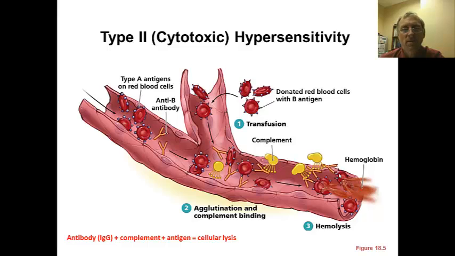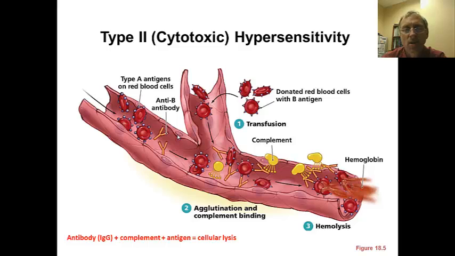This type 2 cytotoxic hypersensitivity is a very rapid response, just like the type 1 hypersensitivity that involves IgE plus antigen. The IgG plus antigen plus complement reaction is also extremely rapid, and the cellular lysis that we see down here in step 3 of this process occurs within a matter of minutes after the addition of donated red blood cells, provided the patient has developed an antibody against those red blood cells.